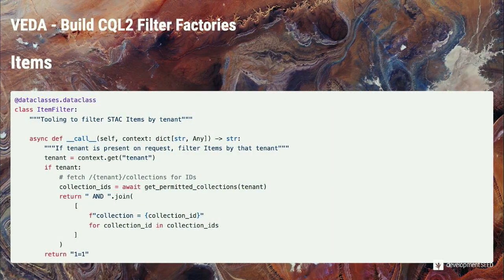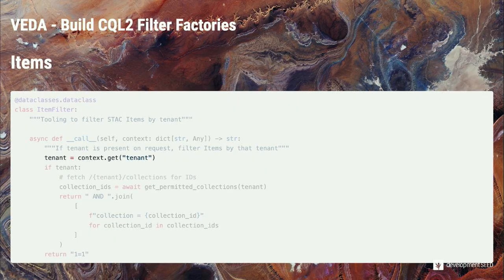Items are actually a little more complex because a challenge with CQL2 is that you can't traverse relationships, right? You can't filter items based on a property of the collection that they belong to. So by virtue of that, we get the tenant out of the request, and if a tenant is available, we actually fetch all the collections that are supported by this tenant in an API call, and then we build a CQL2 filter expression.